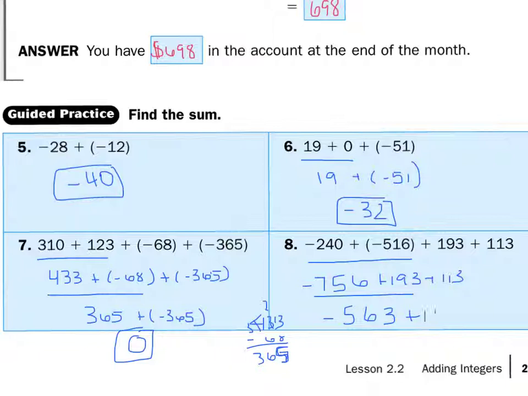And then we add 113 to that, opposite sign, so we need to subtract them, and that will give me 450. And the answer is going to be negative because 563 was bigger than 113. And that concludes section 2.2.